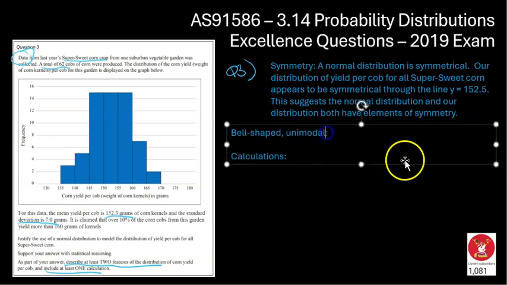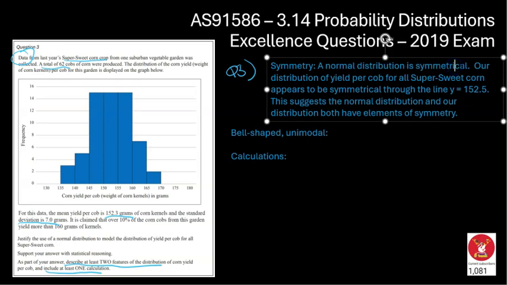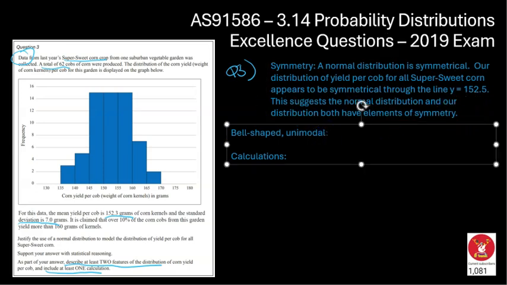I'm now into the second part of the comparison that I need to make, and I'm going to do a similar thing to the first one. I'm going to discuss what the normal distribution looks like, and then I want to discuss what our distribution looks like, and then finally I want to make a comparative statement about the two distributions. So let's get into this. A normal distribution is bell-shaped.